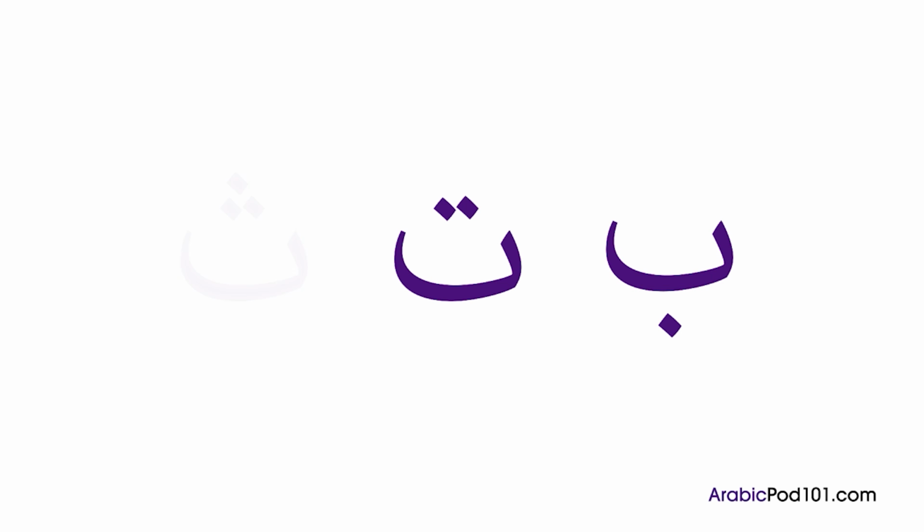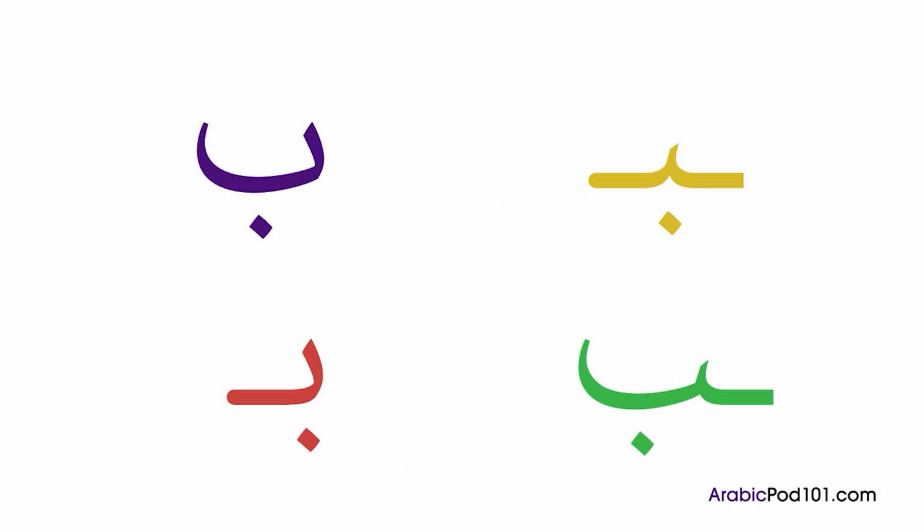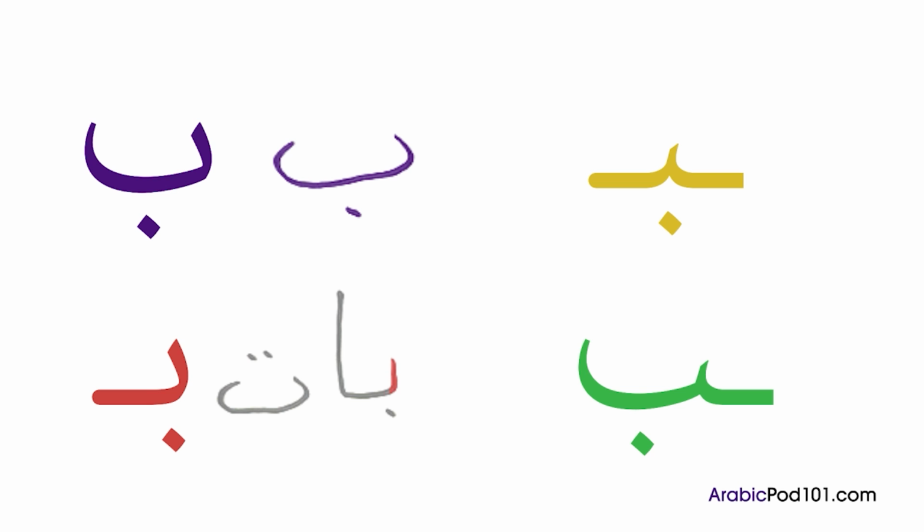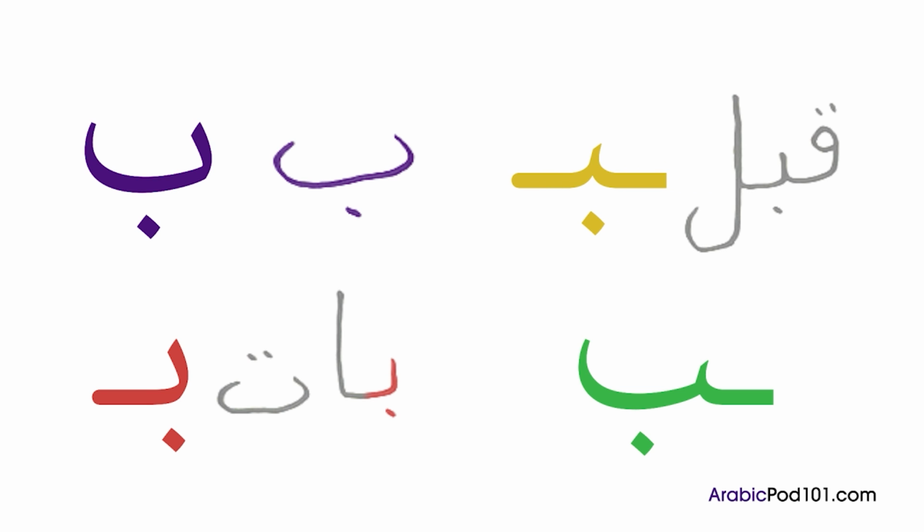and final. That's it for the first lesson. Did you remember that the initial form of Alif is the same as the isolated form, and the medial form is the same as the final form? Now let's move on to the next lesson. In the second lesson, we learned Ba, Ta, and Tha. First, we have Ba. Isolated, initial, medial, final.